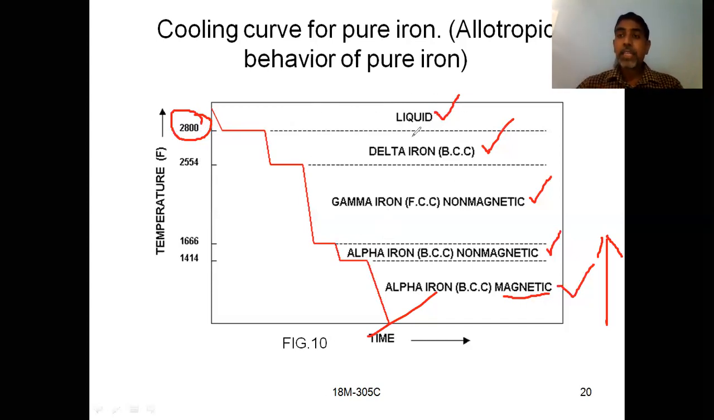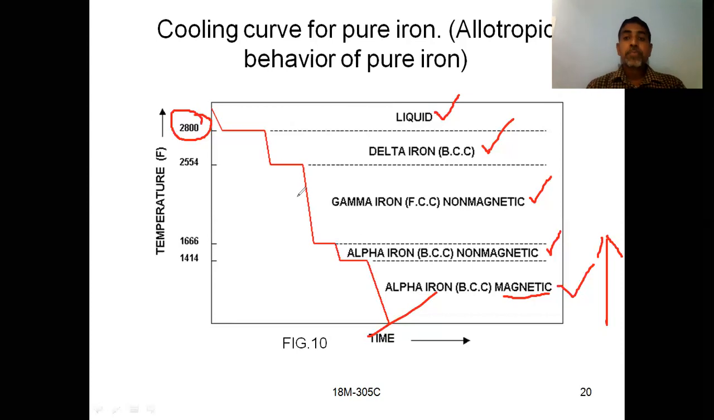So what is happening? The reverse is also possible here. If the polymorphic change shows in the reverse direction, that phenomenon is known as allotropic change, or allotropy we can call. So this is a cooling curve for pure iron and the allotropic forms of pure iron. Why are we saying allotropic forms? Because it is possible from top to bottom as well as bottom to top. That's why we can call it allotropic forms.